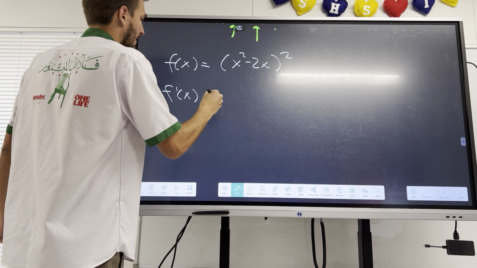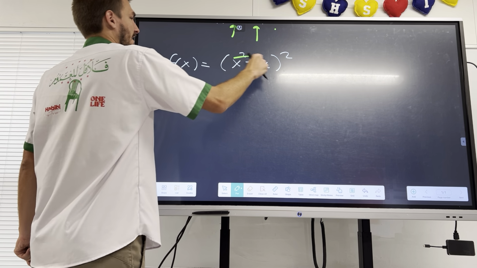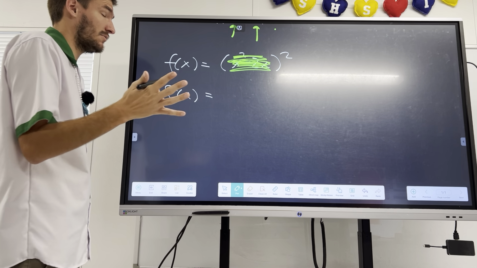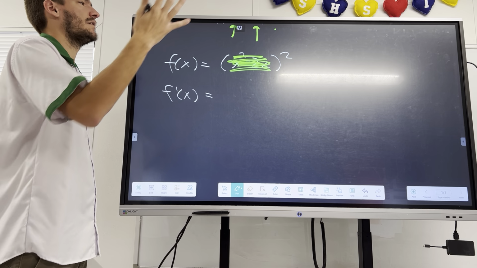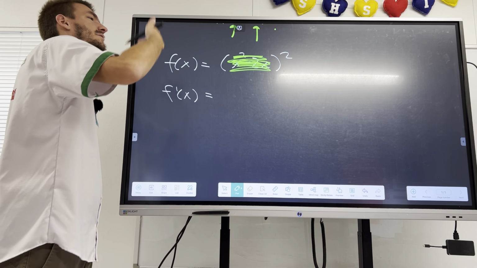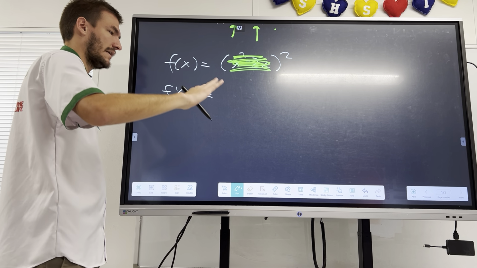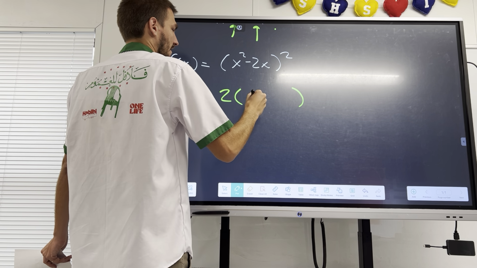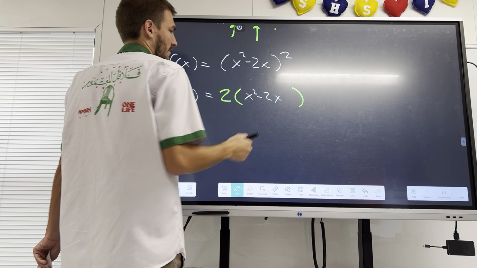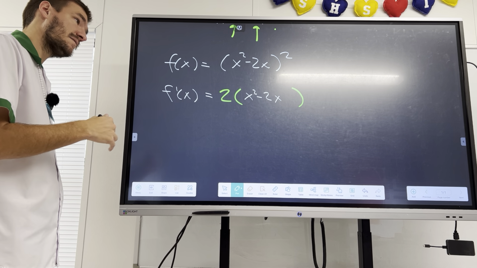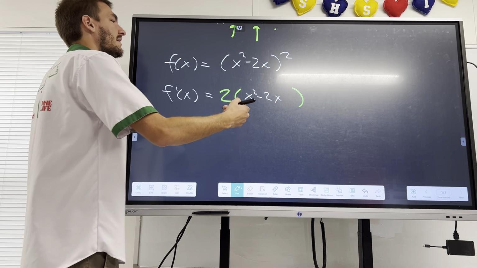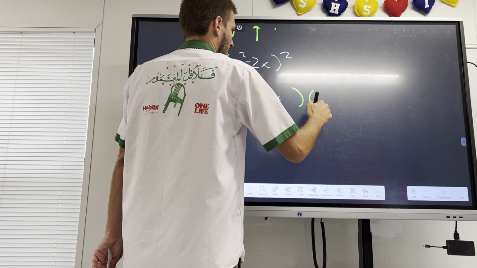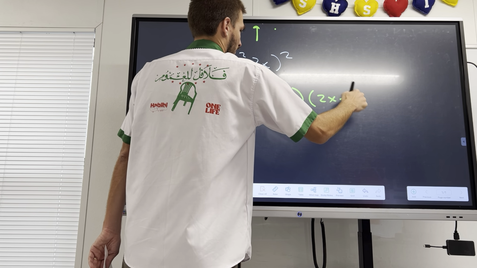f prime of x is equal to, just ignore the inside. Think of it almost like it's just a plain old x squared. You're going to put the 2 in front, and subtract 1 from the 2. That's all you're going to do. So we're going to have 2 parentheses, leave this alone. Then we've got to go back and take the derivative of that inside, which would be 2x minus 2.